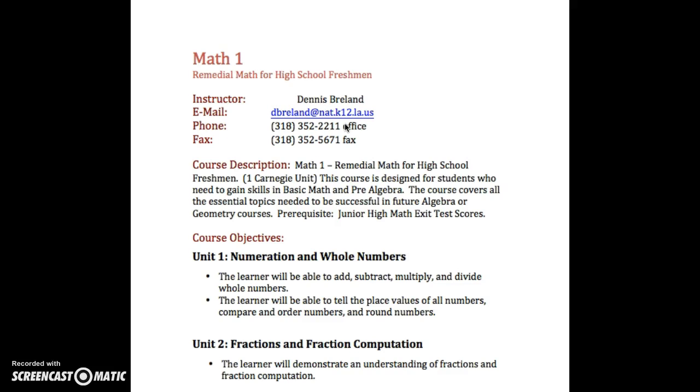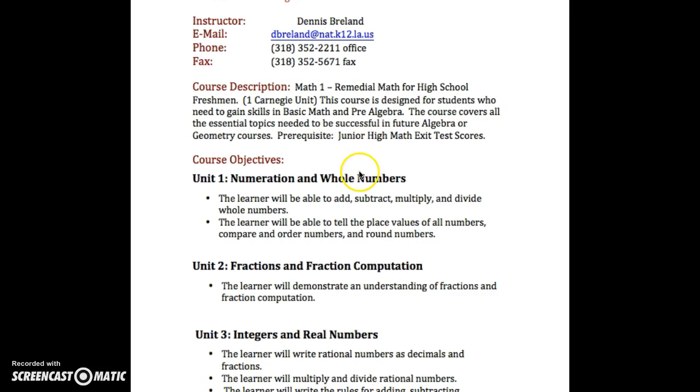The course description is listed next. In the course description is the name of the course, Remedial Math for High School Freshmen, 1 Carnegie Unit, and the prerequisite, which was their junior high math exit exams. The next item is the course objectives for each individual unit. These objectives will appear in each individual unit.